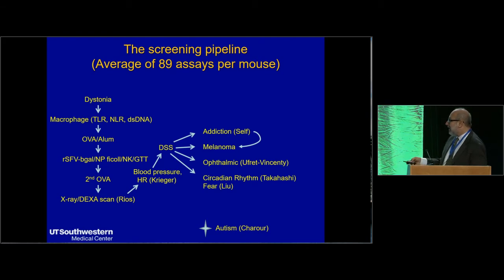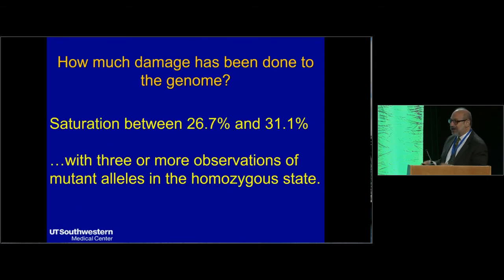And then the pipeline is split into various sub-pipelines. We look for the ability to reject a syngeneic melanoma. We look also at addiction-related behavior, at the eyes of the mouse, at circadian rhythms, at fear, and we have a separate screen for autism that involves pedigrees all its own. On average, each mouse is assayed in 89 different ways. So a fairly broad net is cast to catch phenotype.